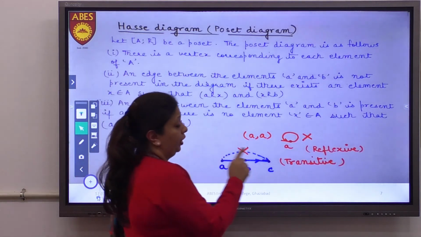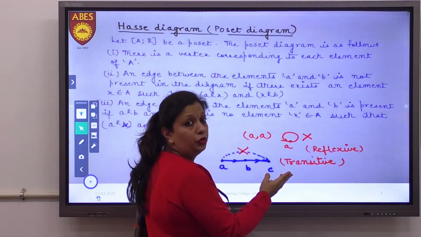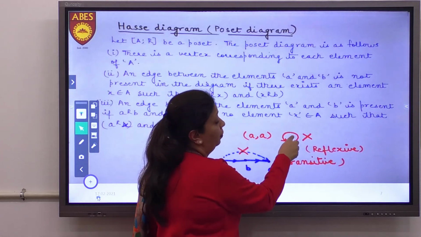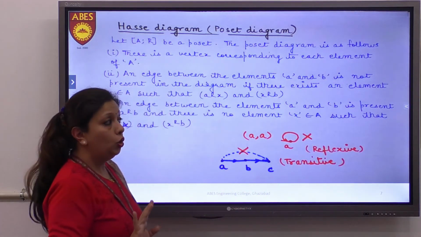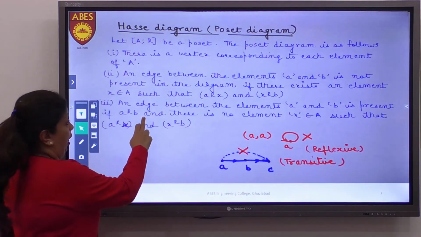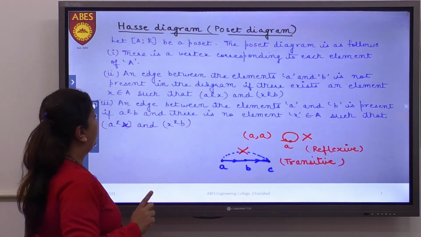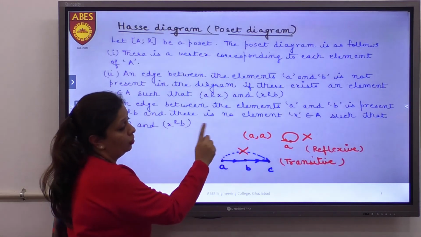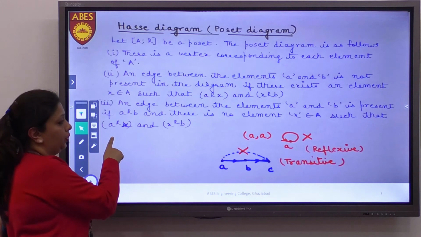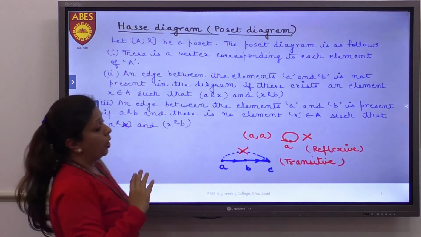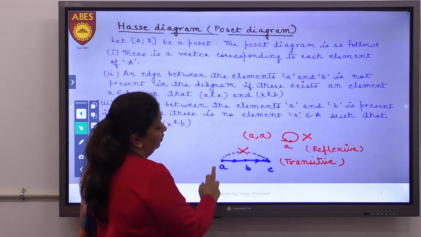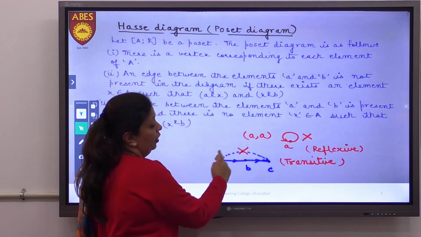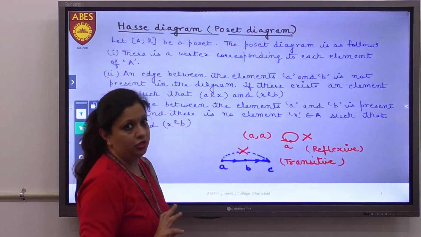Moreover, there will be no loops since the relation is reflexive. That means all the diagonal elements are present, so we won't have an edge from A to A. That is, we won't be having any loops in the poset. An edge between two elements A and B is present if A is related to B and there is no element X that belongs to A such that A is related to X and X is related to B. So again it is insisting on transitivity: we will have an edge only from A to B and B to C. We are not going to show any transitive edges.